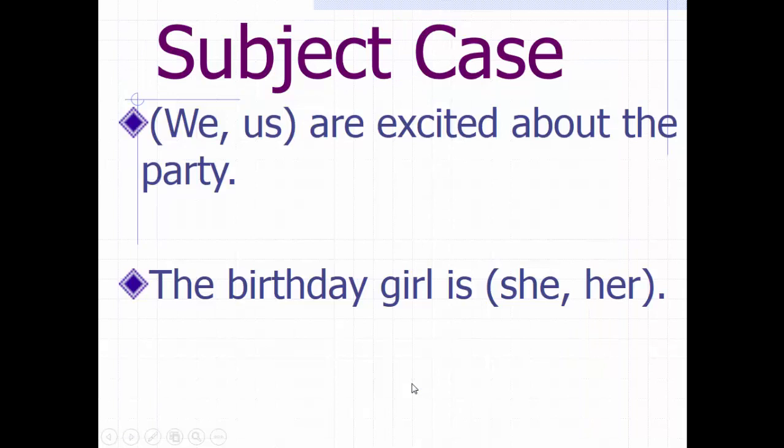Okay, let's do a little bit of practice, just focusing on subject case. We're going to go to that subject case column to choose the right answer. We or us are excited about the party. We want the subject case pronoun because it's the subject of our sentence. So we is the best choice. The birthday girl is she or her. Here, we still need a subject case pronoun, even though this is at the end of the sentence, because this follows a linking verb. So this is a predicate noun that we need here, a PN. That's still going to be in the subject case. So we're going to pick she here, and that sounds really weird. We say that wrong, but she is the correct answer. So if you have a pronoun that follows a linking verb, guys, you want to pick the subject case pronoun.